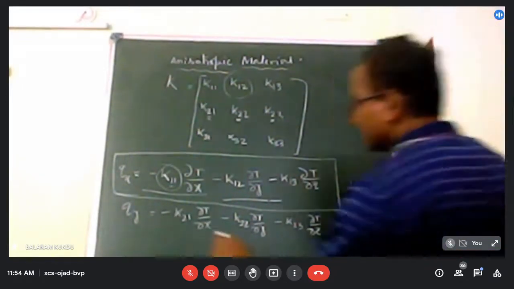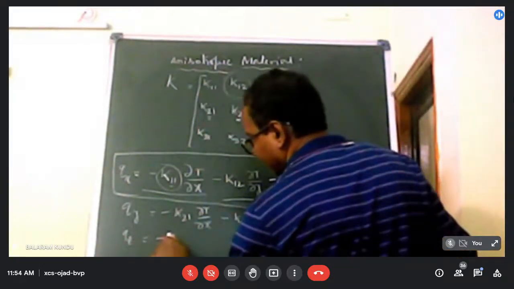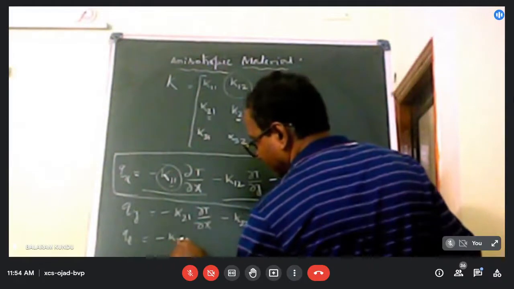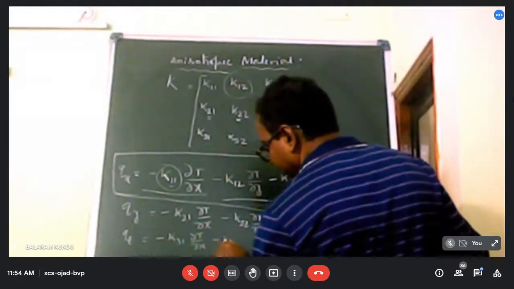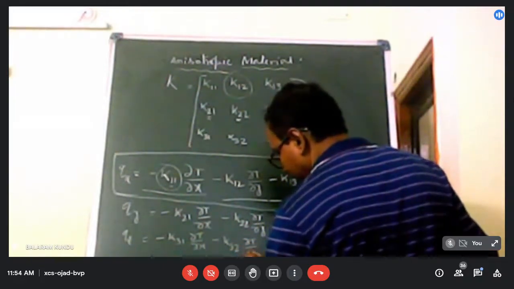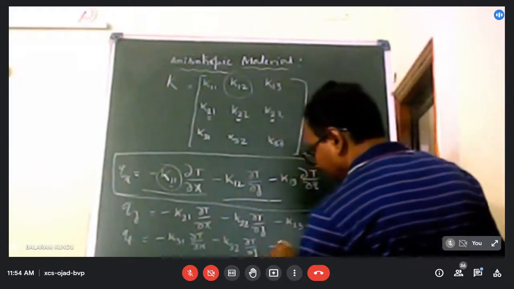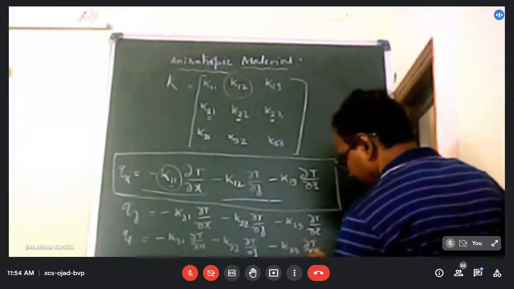In a similar fashion, you can write the heat flux in the z direction, Qz, equal to minus K31 into del T by del x, minus K32 into del T by del y, minus K33 into del T by del z.